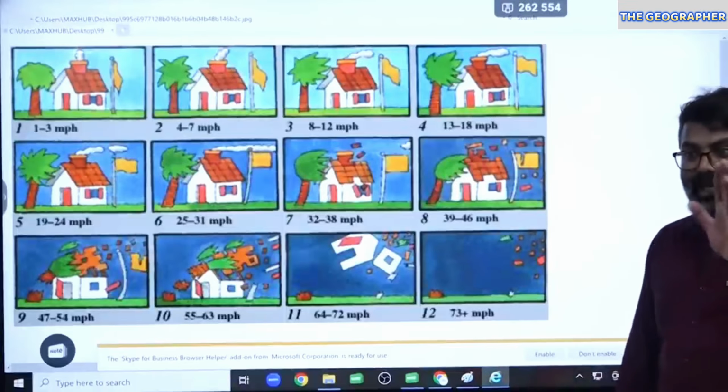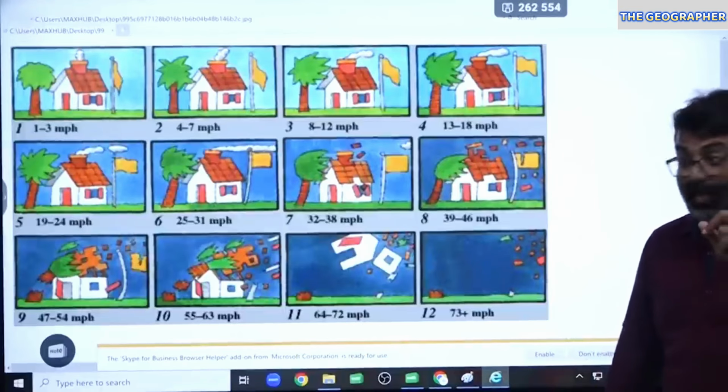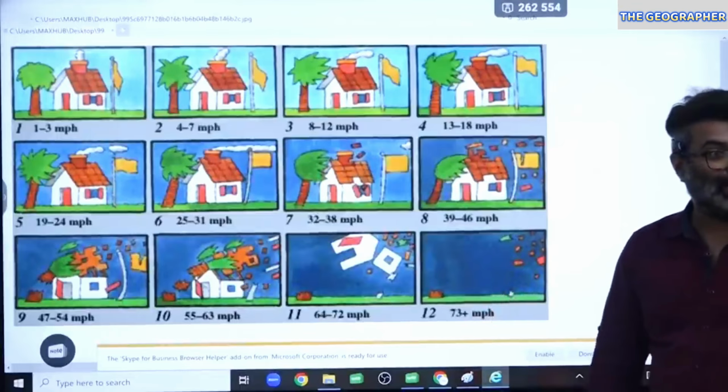That is 118, 120 kilometers per hour, which is the car speed we go at on a highway, a general speed normally. At that speed wind can do this much damage. Imagine a cyclone, where the wind speed goes up to 200 km per hour. You can imagine what the wind will do.